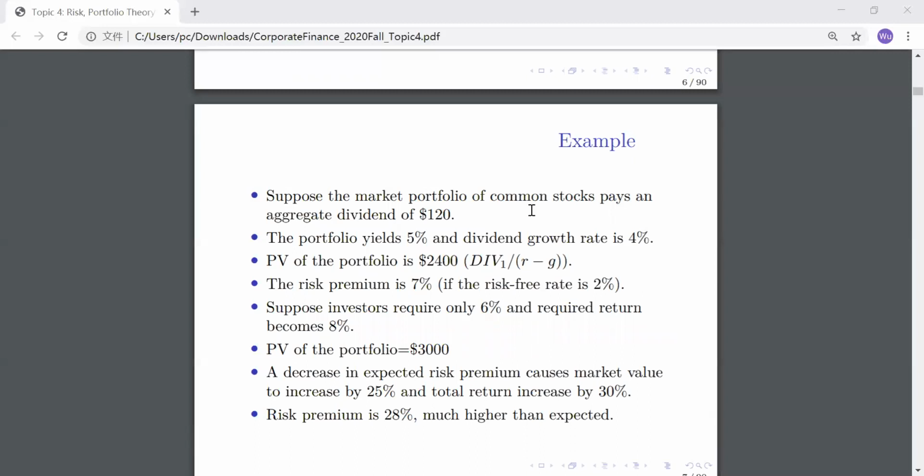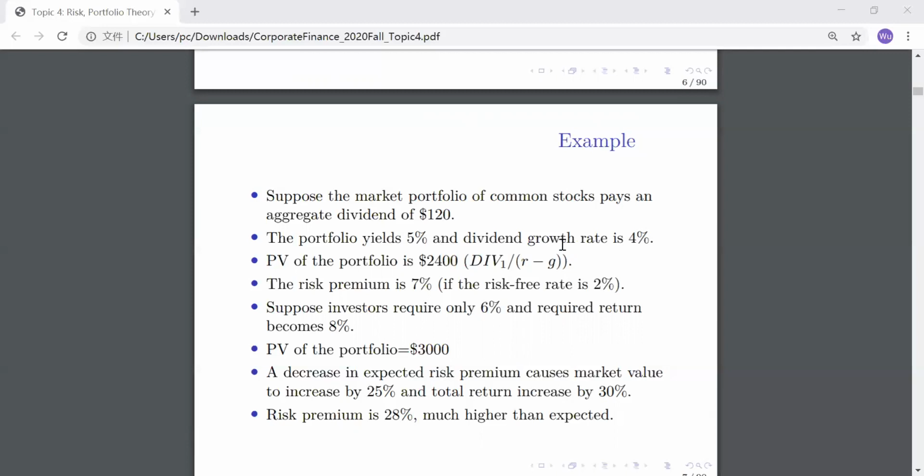Suppose the market portfolio of common stocks pays an aggregate dividend of 120, right? This portfolio yields 5% and the dividend growth rate is 4%. First of all, we can calculate the present value of the portfolio using the formula we see in the valuation of the stock. The present value of the portfolio equals the first period dividend divided by R minus G, right? R is the discount rate, G is the dividend growth rate.